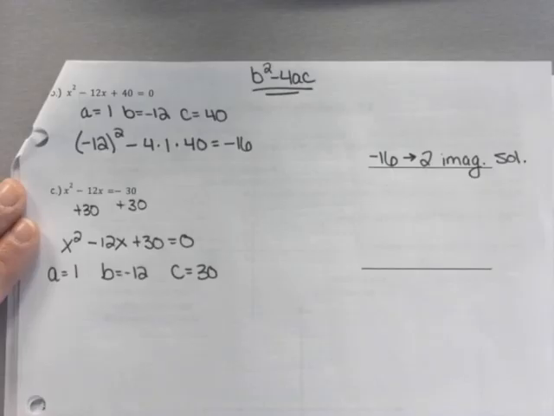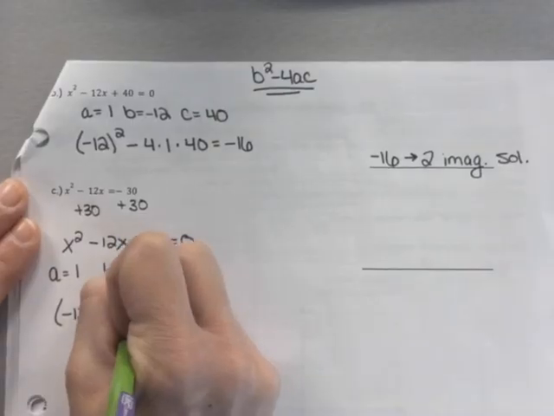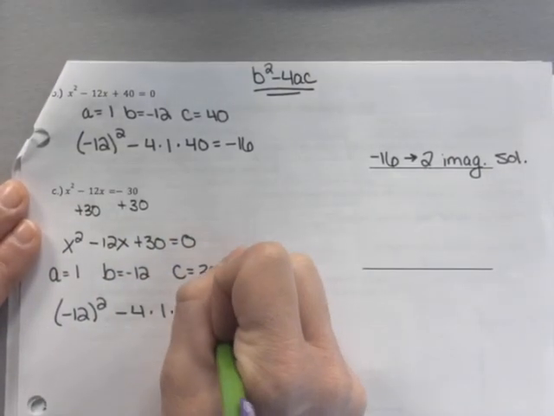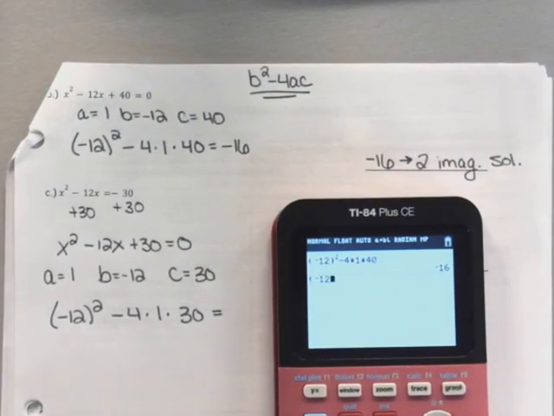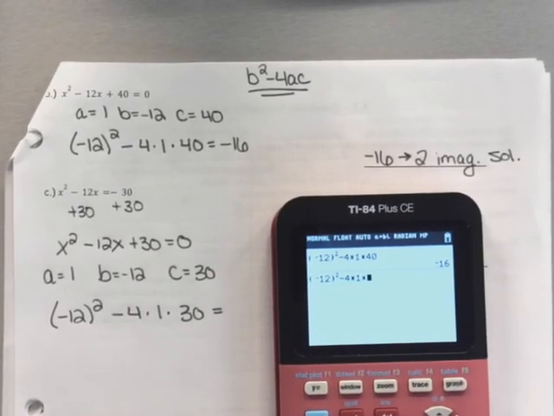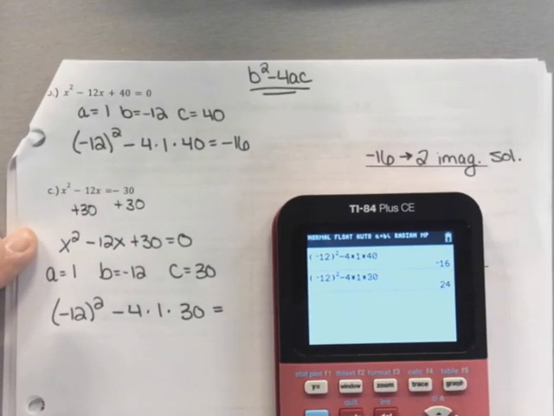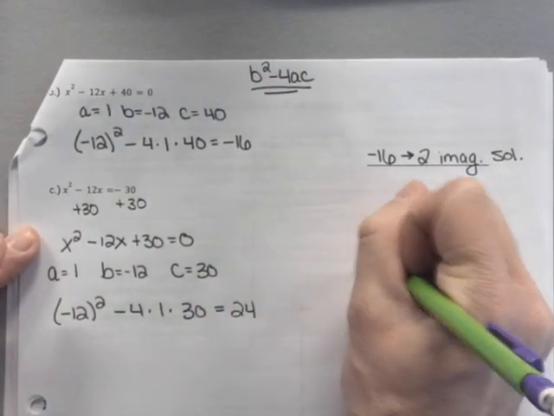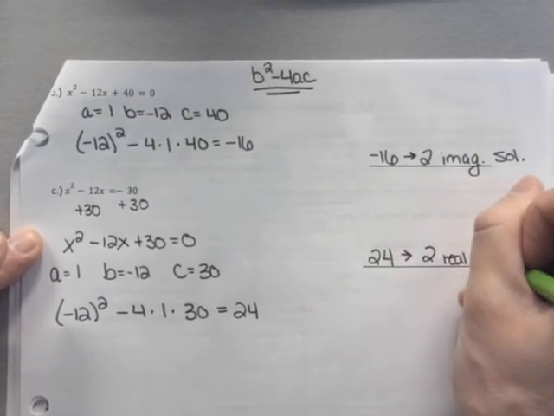Okay, b squared. Negative 12 goes in parentheses. Minus 4 times a times c equals, see what it is. You try it too. You're going to get 2 solutions? Okay, so I'm hearing it's going to be a positive number answer. Let's see. Ooh, I agree. Did we get 24? I got 24 as well, which means 2 real solutions.